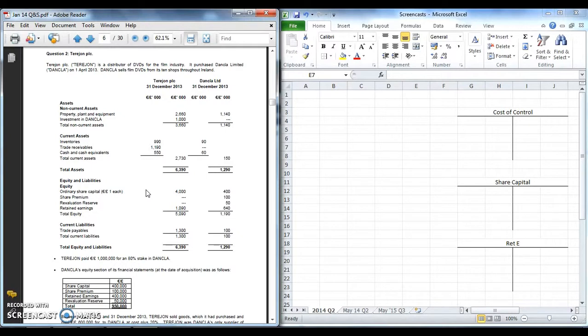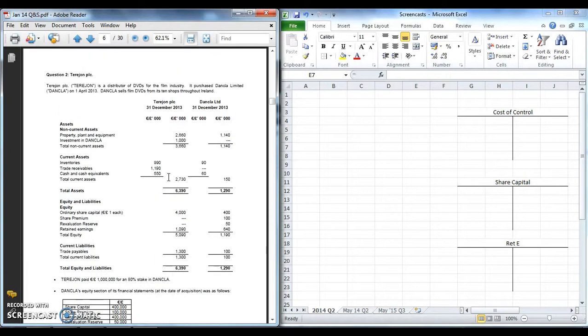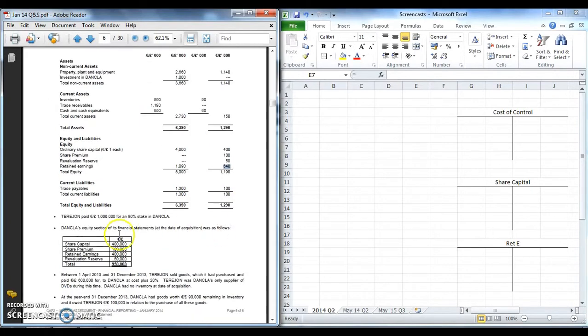You know from the question that Dankla only trades with TAccount Jan, and you're told from here that TAccount Jan was Dankla's only supplier of DVDs. Therefore you can essentially work out what the P&L looks like for the period from April to December 2013, and work back that way. So that would be classified as the long way. Alternatively, if you know that, look, Dankla retained earnings at the end of 2013 is 640. When you acquired them in 2013 or in April was 400.